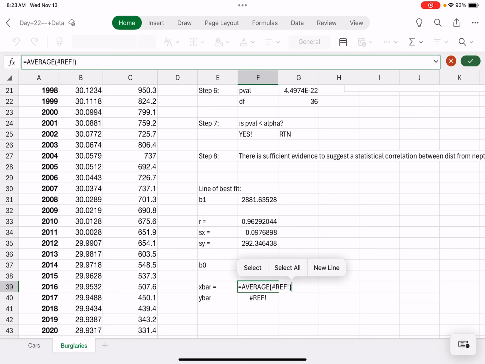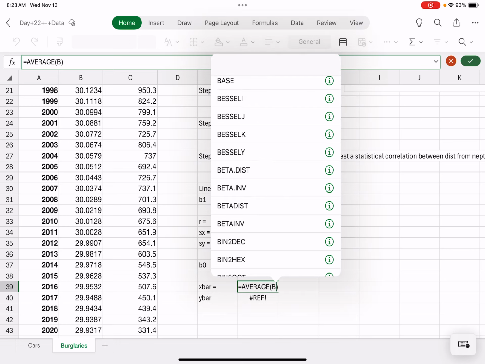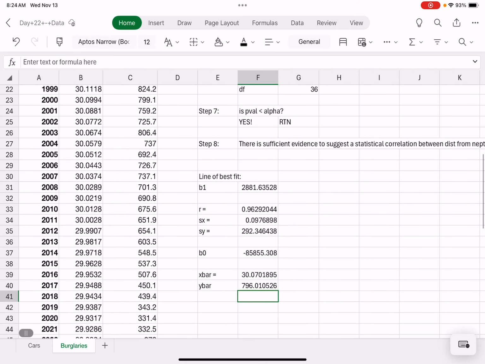So this one needs to go to B8 to B45. Doesn't have to be capital. And then this one is going to be C8 to C45. Enter. All right, so let's go ahead and take a look.